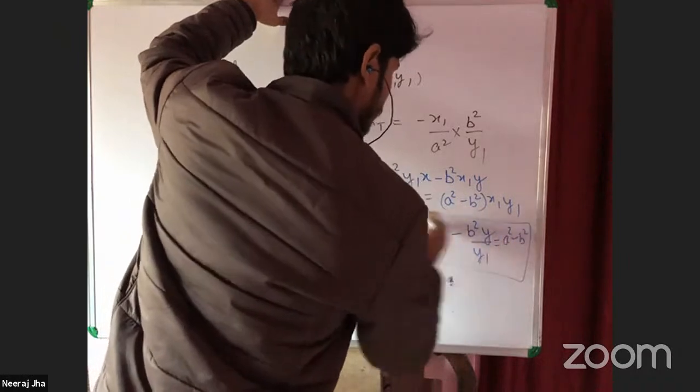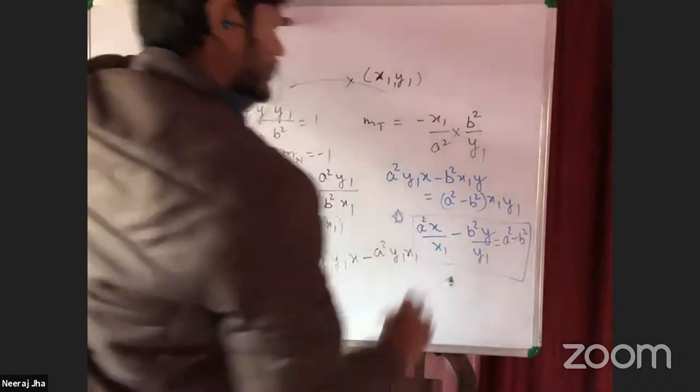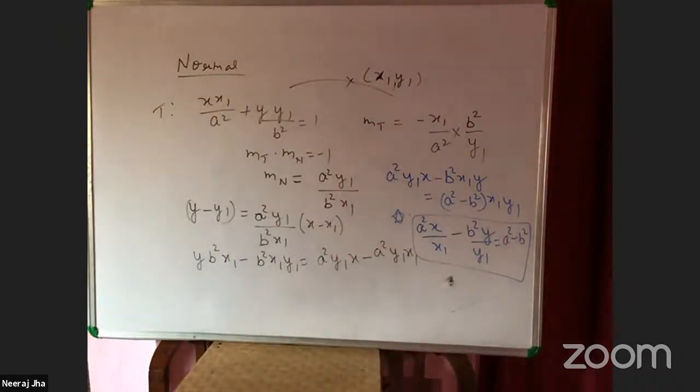This you have to learn. This is the equation of the normal, but this time we cannot derive it in this way. So the equation of the normal is a square into x upon x1 minus b square into y upon y1 is equal to a square minus b square. Not 1 on that side, it is equal to a square minus b square.